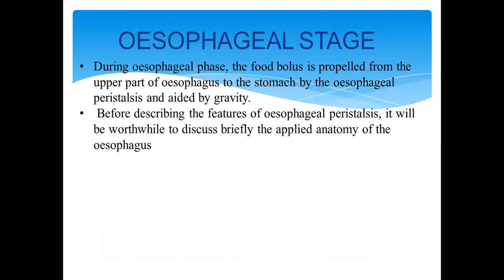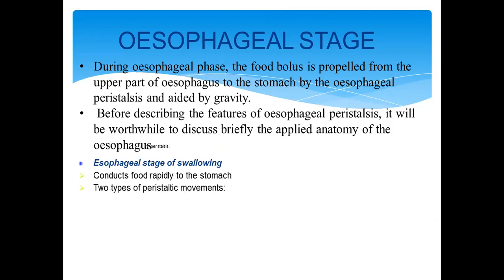Moving on to the third stage, the esophageal stage. During the esophageal phase, the food bolus is propelled from the upper part of the esophagus to the stomach by esophageal peristalsis and aided by gravity. Before describing the features of esophageal peristalsis, it will be worthwhile to discuss briefly the applied anatomy of the esophagus, as we have also already seen the structure of the deglutition parts. The esophageal stage conducts food rapidly to the stomach.